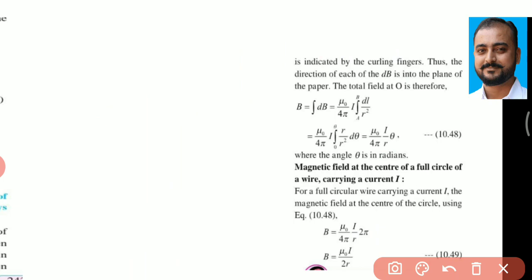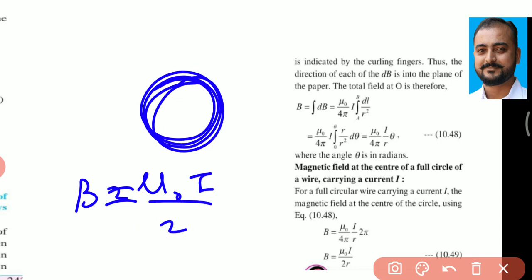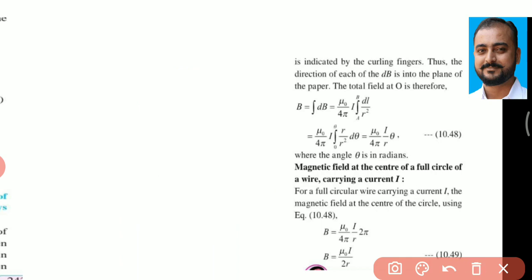One more step you can consider here. Suppose the wire has a number of loops, then your formula becomes B is equal to mu 0 I divided by 2 times r multiplied by n, the number of turns. So in this manner, this is about the magnetic field produced by a current in a circular arc of a wire.